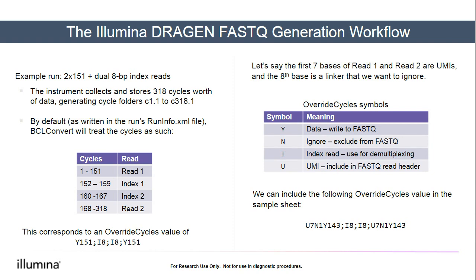Y in this case means data or the read, N means to ignore the base, I is for the index read, and U is for UMI. So in order to complete the first example, we would put in this override cycles setting on the sample sheet: U7, N1, Y143, followed by I8 for the index read, and then U7, N1, Y143. The override cycles setting can be included in the settings section of the sample sheet.